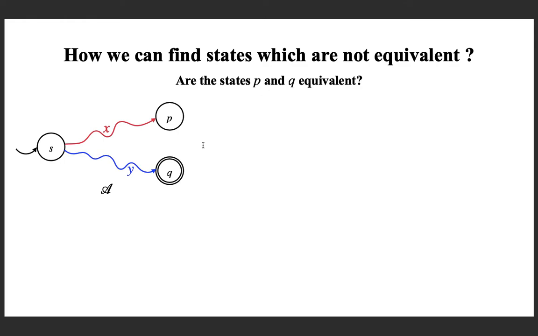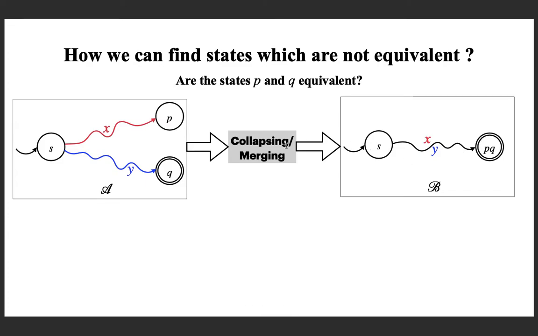So, we are asking here, are the states P and Q equivalent? Suppose we say that they are equivalent, then what we do is merge them into a single state PQ. Naturally, the resulting automaton will look like this. Then, is the automaton B equivalent to A?